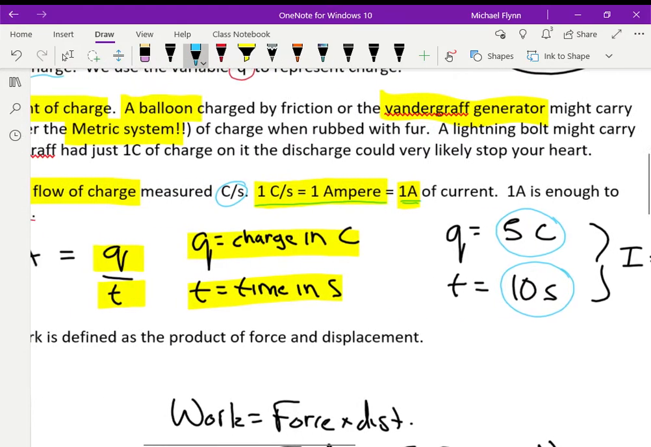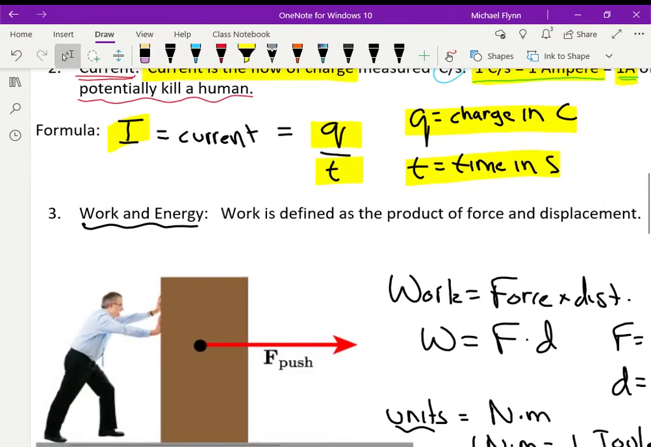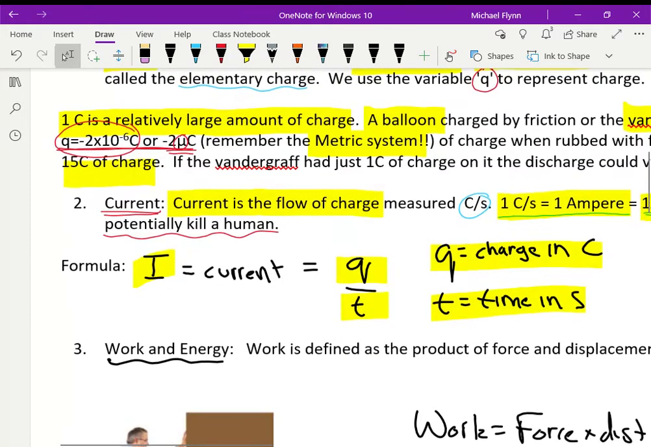So only half of you would enter the door, and the other half would come in the next second. All right, so that's how you measure current.